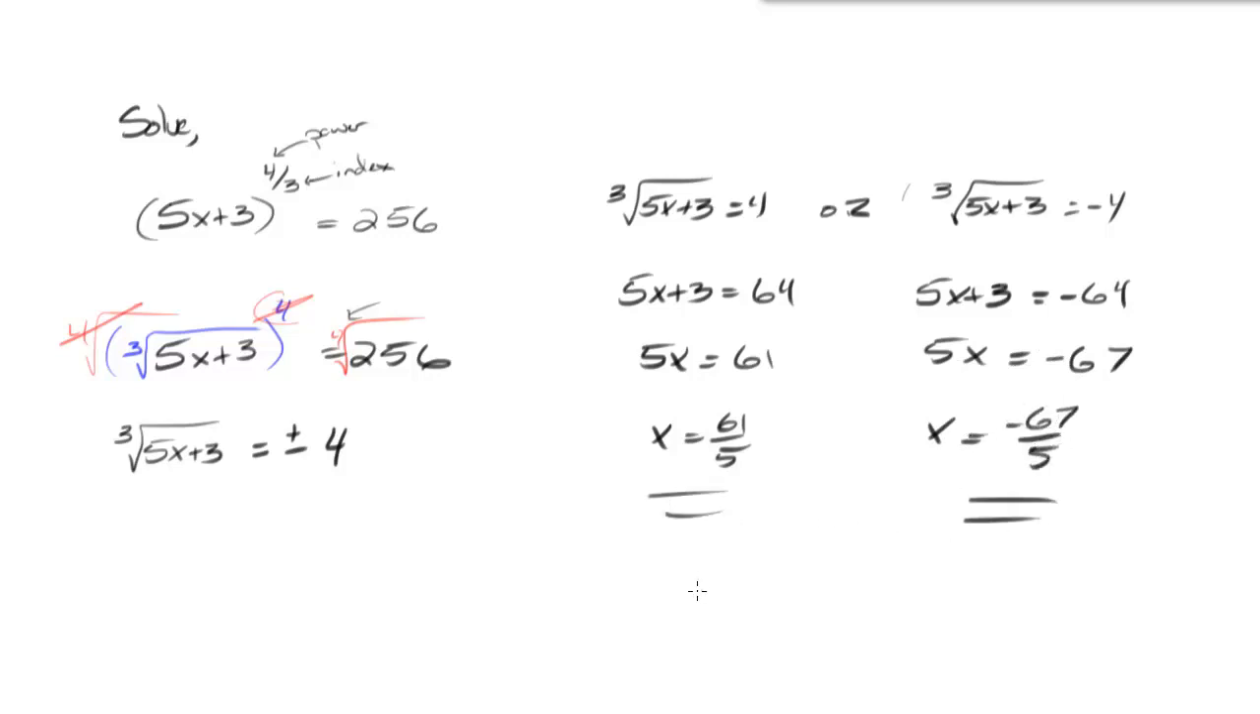Those are my 2 answers. And again, the reason I have 2 answers is because I had to at some point get rid of this power of 4 by taking the 4th root. Whenever I apply the 4th root or any even root to an equation, I get this plus and minus, which will give me 2 separate answers.